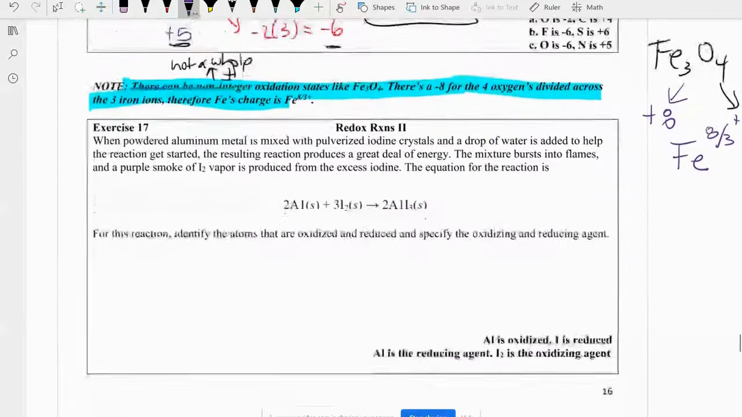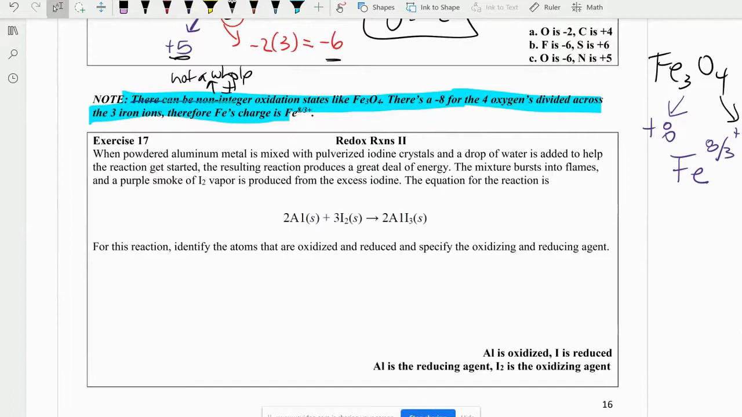So let's try another example here. Exercise 17. They're asking us, when powdered aluminum metal is mixed and pulverized with iodine crystals, they add a drop of water and it helps this reaction get started. The resulting reaction is going to produce a ton of energy. The mixture bursts into flames, and purple smoke in the form of I2 vapor, so iodine vapor, is produced from the excess iodine in the reaction.